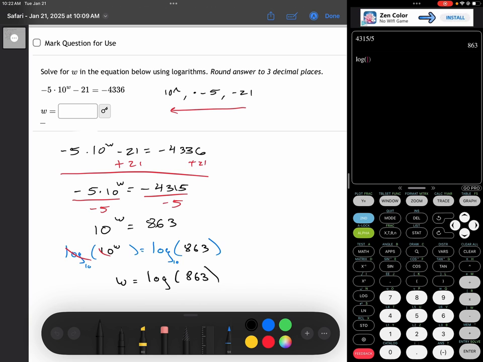So on your calculator, you can just do the log of 863, and you get that number there. It says rounded to 3 decimal places, so that would be 2.936 as your final answer.